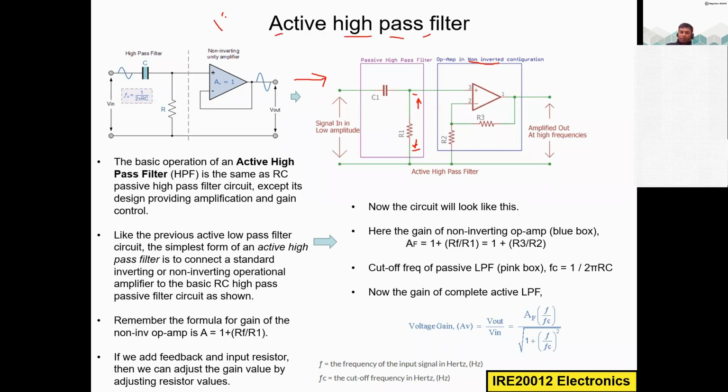So this is the first order. Why is it first order? Because we are having only one pole. If you have more poles, then you can say accordingly the number, second order, third order filters.